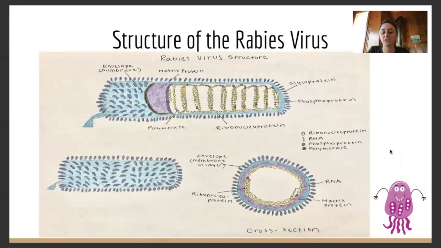There are about 400 trimeric spikes formed by the glycoprotein that are closely arranged on the surface of the virus. The virus genome encodes 5 proteins, which include nucleoprotein, phosphoprotein, matrix protein, glycoprotein, and polymerase. The structure of the rabies virus is determined by the RNA genome and the arrangement of these 5 proteins.